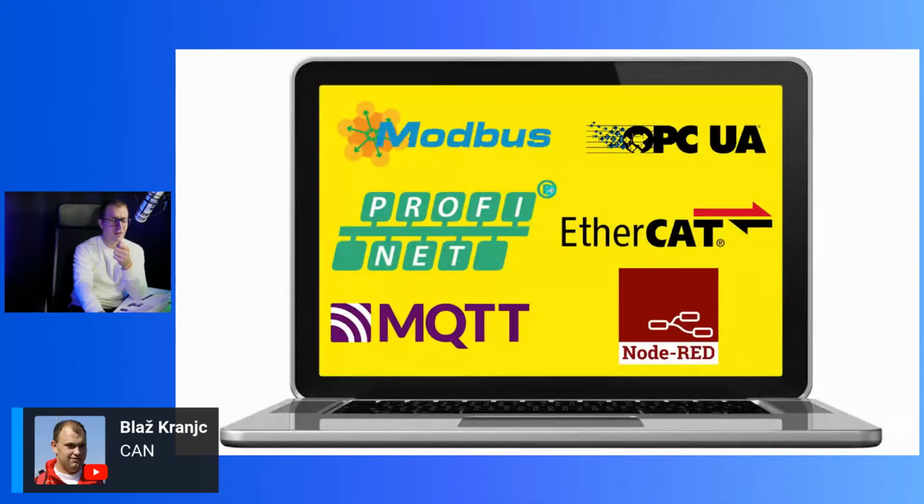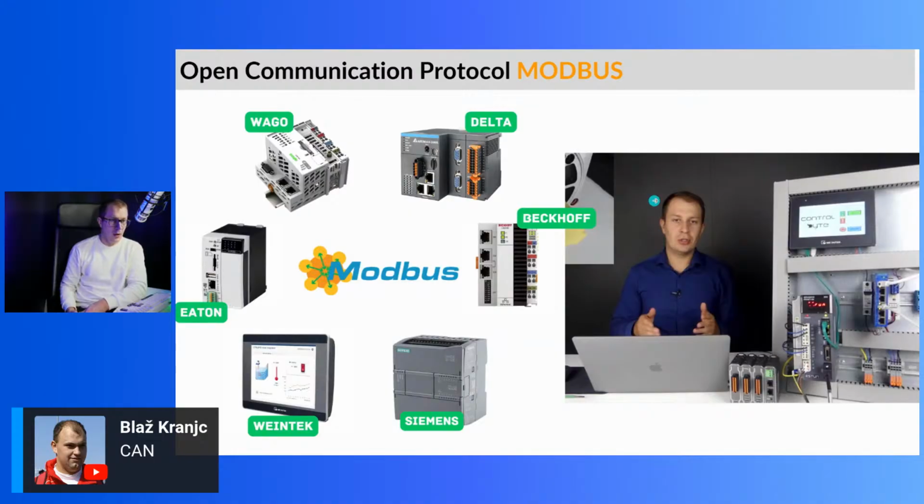We have more protocols, modern protocols for Industry 4.0 like OPC-UA, MQTT. But if you want to be a professional, you should know how to use Modbus, because in a lot of cases, you use Modbus to communicate devices in our industry. A lot of industrial automation manufacturers like Beckhoff, Wago, Eaton, Wintec, Siemens, and Delta have the possibility to communicate via the Modbus protocol.